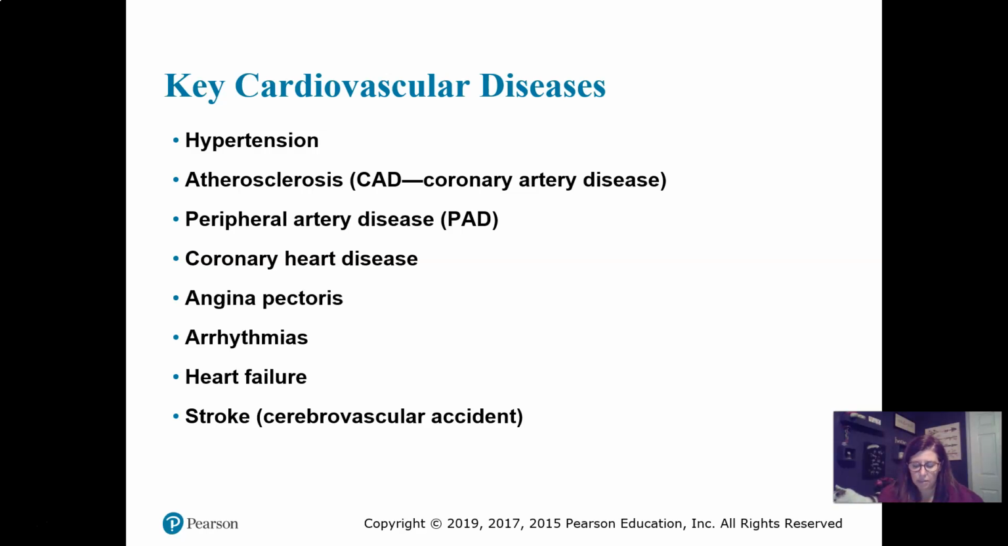Peripheral artery disease is atherosclerosis in the upper and lower extremities, so the feet, the calves, the legs, and the arms, right? That not enough blood flow is happening in these places. So there's a hardening. Coronary heart disease. Of all the major types of cardiovascular disease, coronary heart disease, CHD, is the single greatest killer. Heart attack is also known as myocardial infarction.